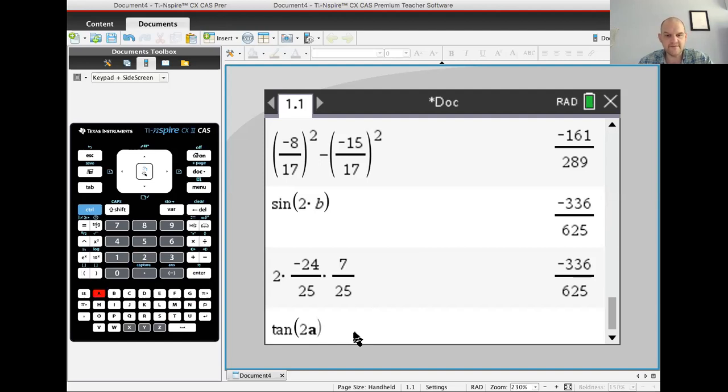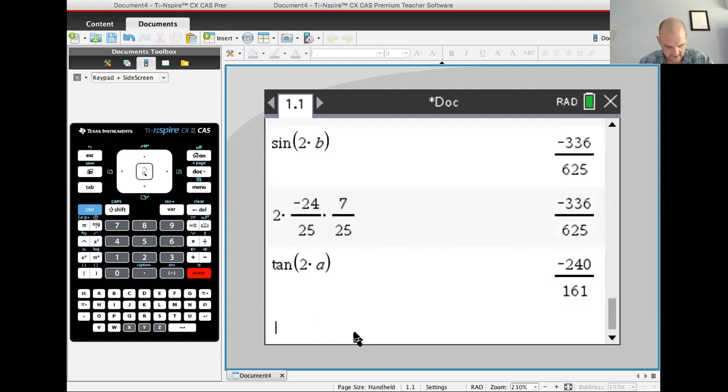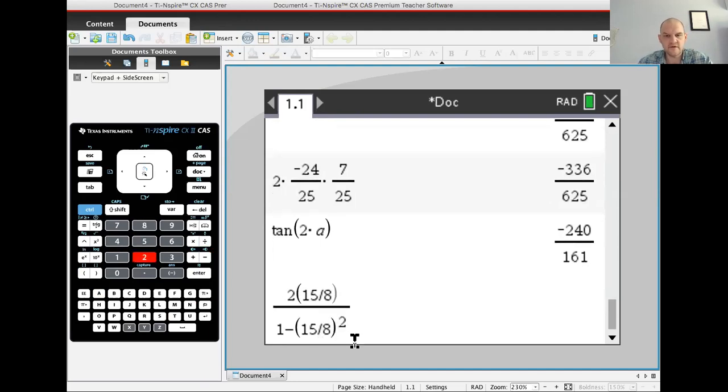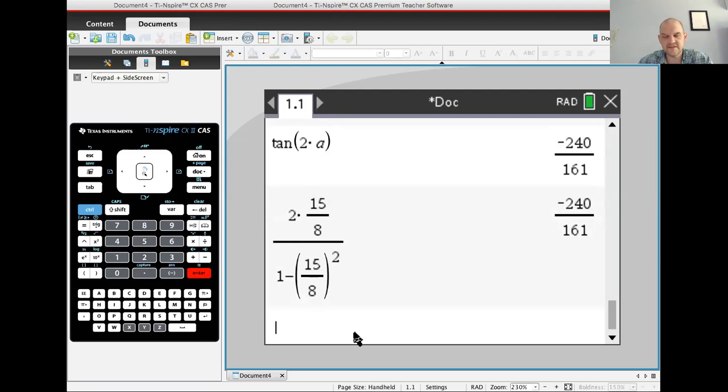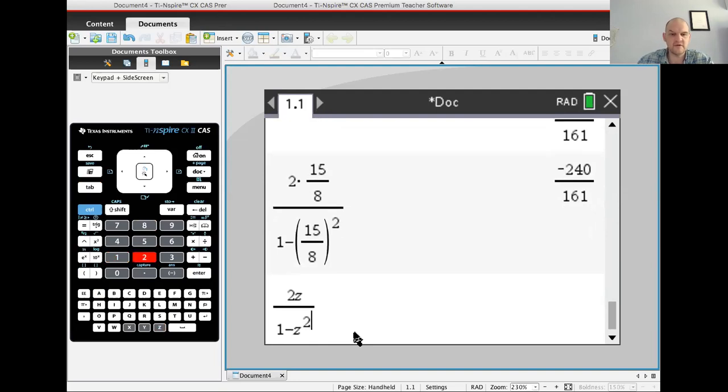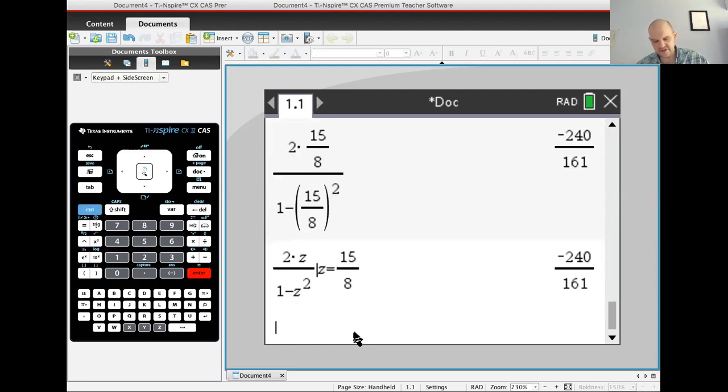Tangent of 2a. Okay, and then we're going to do 15 over 8, 1 minus 15 over 8 squared. Negative 240 over 161. So here's a thing you can do also. You could have done 2z over 1 minus z squared, and then just do such that z equals 15 over 8. And then you only have to type it once, and it's a little faster. It's a little tip to speed things along for you potentially.